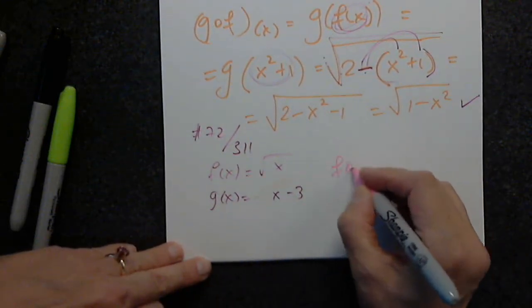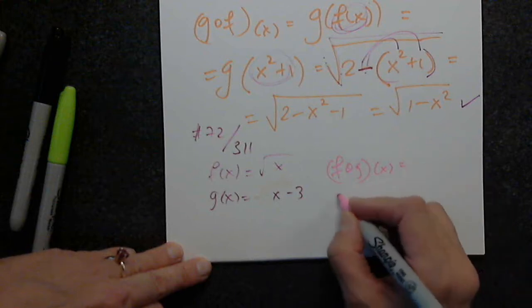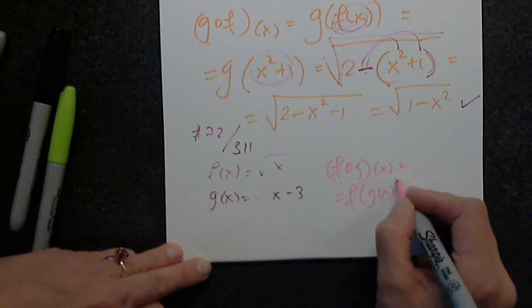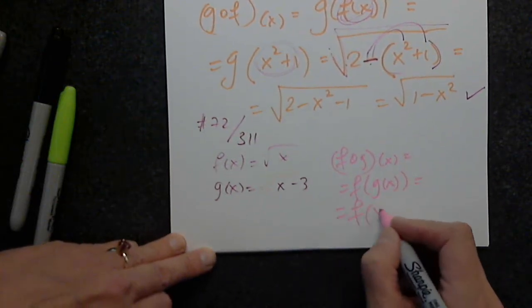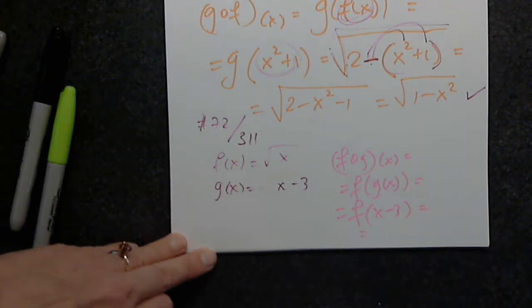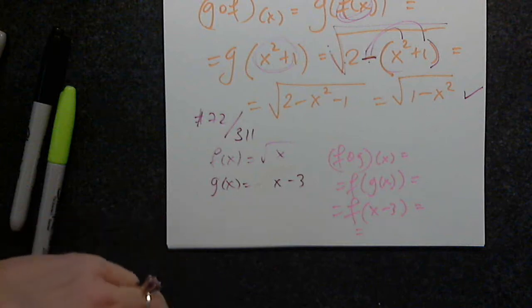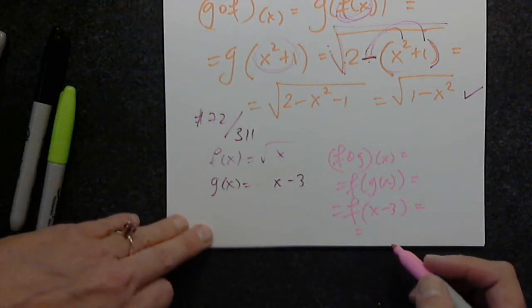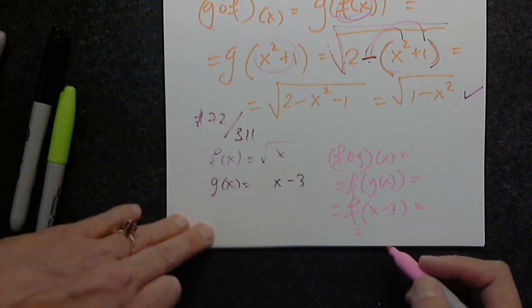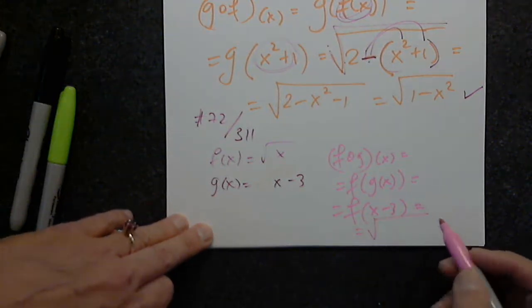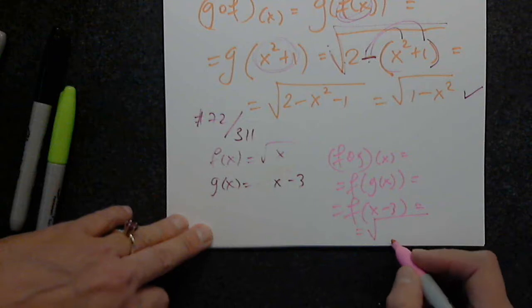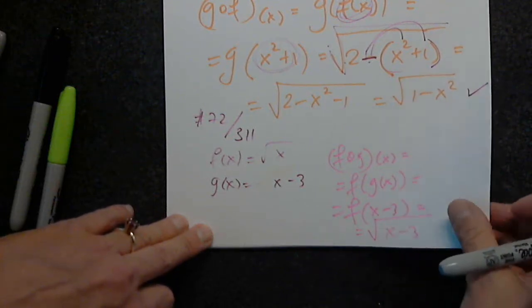So f comma g, always write the definition first. So it's f of g of x, which is f of x minus 3. And now, what would you write? Say it louder. Square root of x minus 3. That's it. Indeed, perfect. Well done.